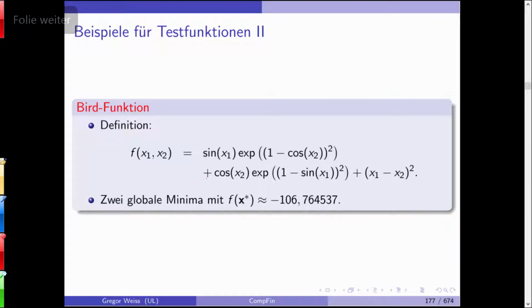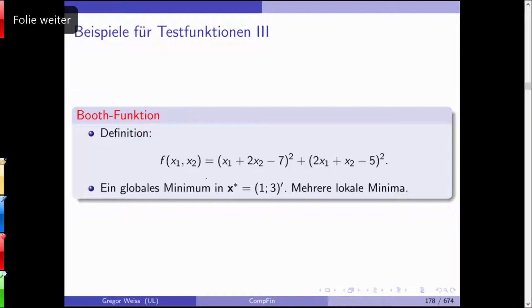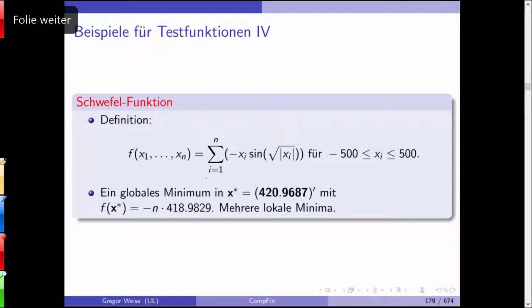Bird function. Sine and so on, defined in 2 dimensions here, 2 global minima at approximately, with a function value of f(x*) equal to approximately minus 106.76 and so on. The Booth function, this one is actually pretty simple. Look at this. (x1 plus 2x2 minus 7) squared plus (2x1 plus x2 minus 5) squared. One would think that this function doesn't deserve its own name. It actually does. It has a global minimum at (1, 3) and multiple local minima. Schwefel function.